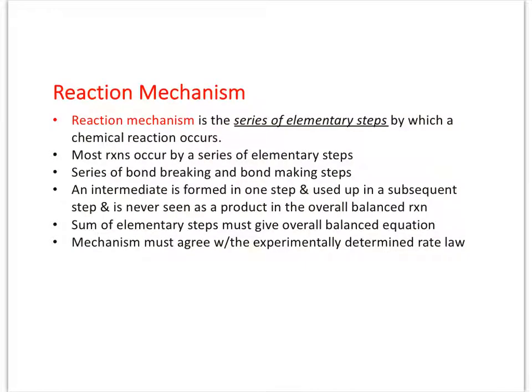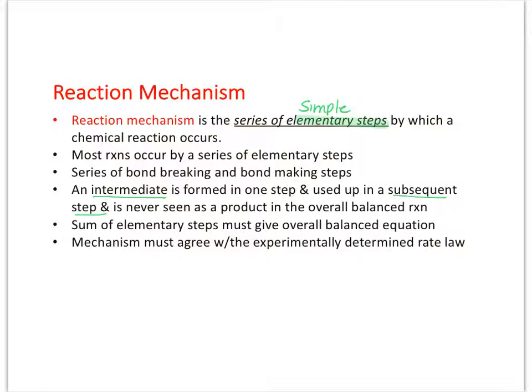It is a series of elementary steps, so basic steps, by which a chemical reaction occurs. Most reactions occur by a series of elementary steps, and basically it's just a bunch of different bond making and bond breaking processes. When you have a series of steps, you'll have an intermediate substance formed during one step and used up in a subsequent step. It's not going to be seen as a product in the overall reaction because it'll be consumed. So let's say, for example, it's made in step 1 and then used immediately in step 2. So when you merge steps 1 and 2 together, they would cancel out.